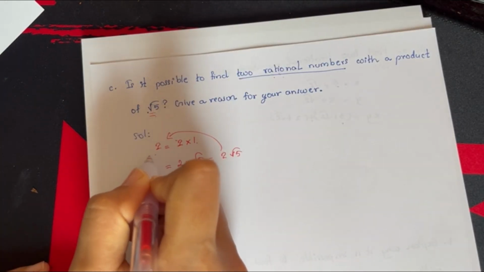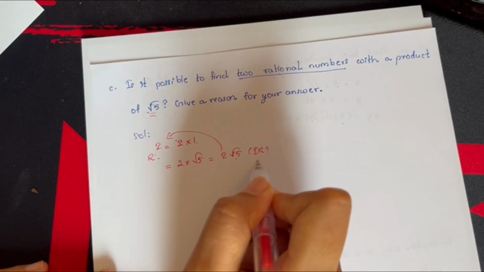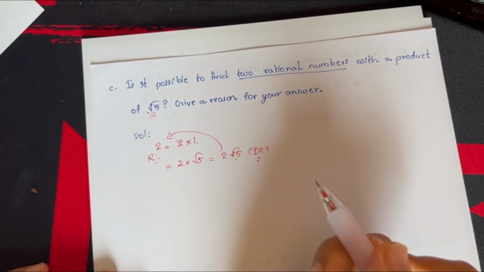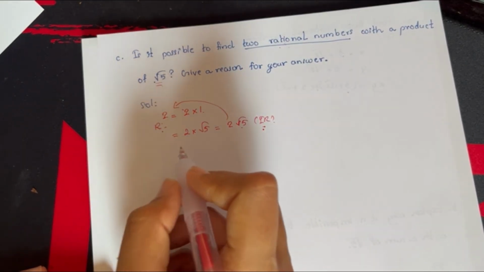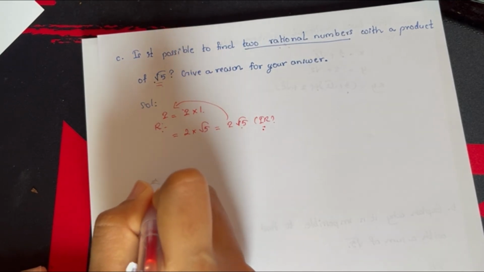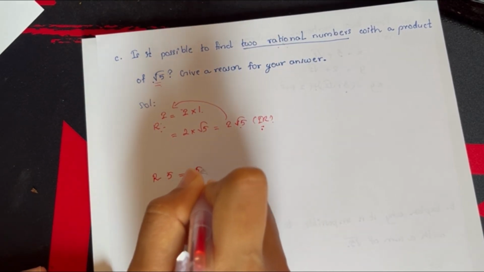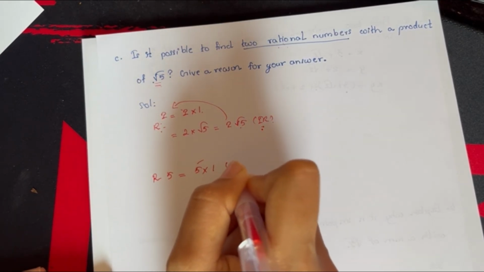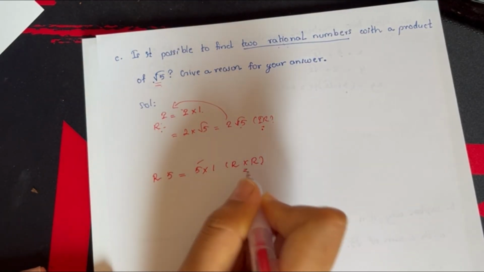And 2 is a rational number and root 5 is an irrational number. In conclusion, we cannot get the rational numbers by multiplying an irrational number. So one more thing, if we want to get rational number 5, we have to multiply 5 by 1. This is rational and this is rational. Rational number and rational number must be multiplied.